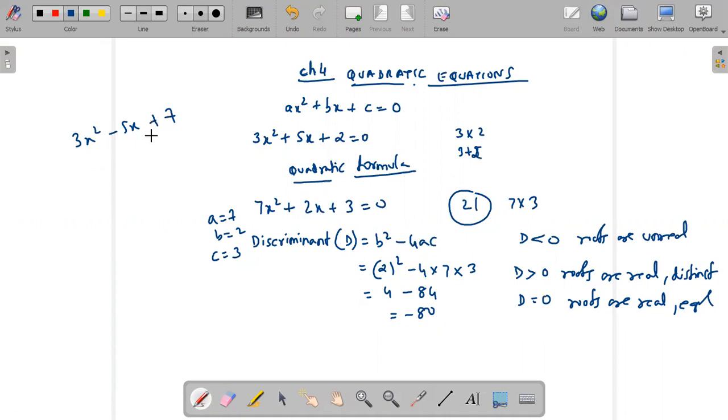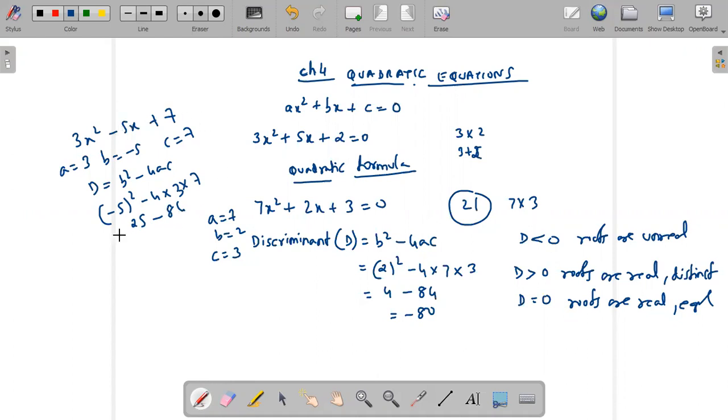Okay, I'm giving you 3x squared minus 5x plus 7 and I'm telling you to solve. So what will be A here? A will be 3, B will be negative 5, C will be 7. Let me find out D. D is equal to B squared minus 4AC. So this is going to be negative 5 square minus 4 into 3 into 7. So this is going to be 25 minus 4 3 is 12, 12 into 7, 84. So again, you're getting negative. So you will not be able to get the real roots.